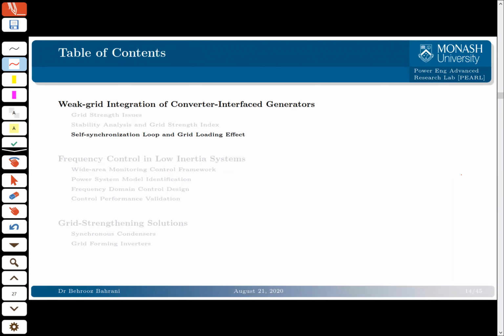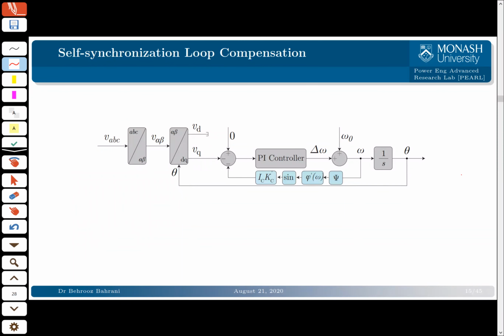We then said, okay, what can we do to remove this loading effect of the grid? Of course, I should emphasize there are so many different ways of getting synchronized with the grid. The analysis that we did is valid for an SRF PLL, synchronous reference frame PLL, where you are forcing your VQ to 0. If you are using another PLL, the result can be different. But what I'm showing is for that particular PLL.